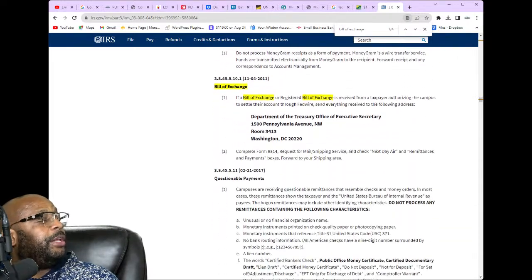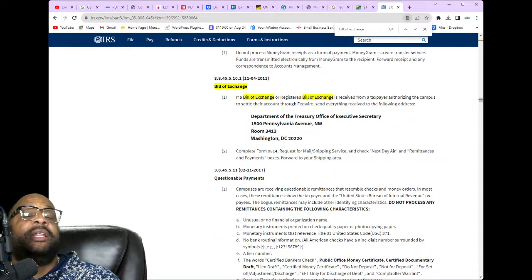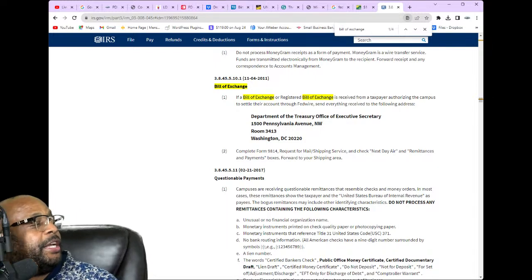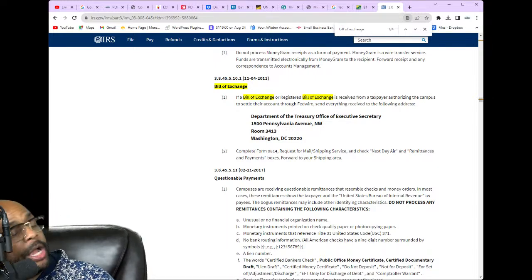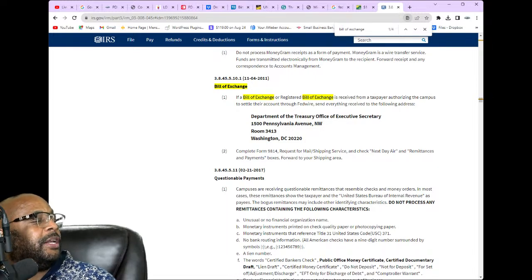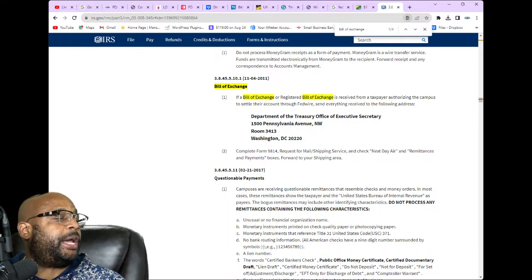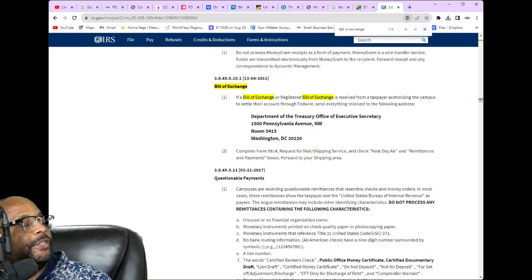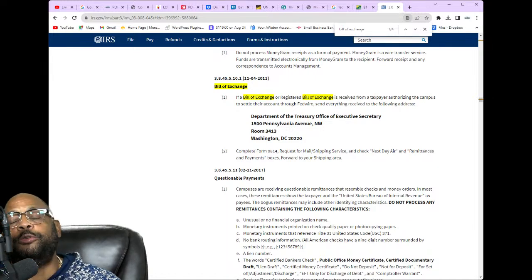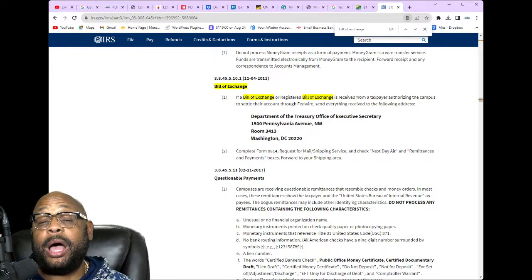When we go down here, we can see bill of exchange. Now, what happens when you send in a bill of exchange? If a bill of exchange or registered bill of exchange is received from the taxpayer, authorized in the campus to settle their account through FedWire, send everything received to the following address: Department of the Treasury, Office of the Secretary, 1500 Pennsylvania Avenue, Northwest, room 3413, Washington, D.C., 20220, where we send our bond to.